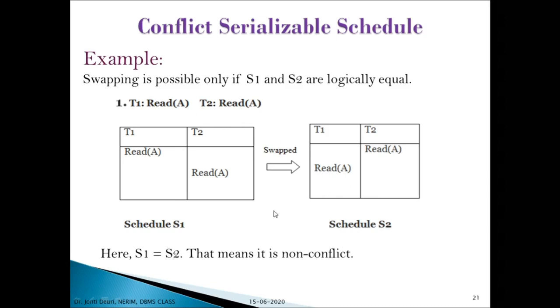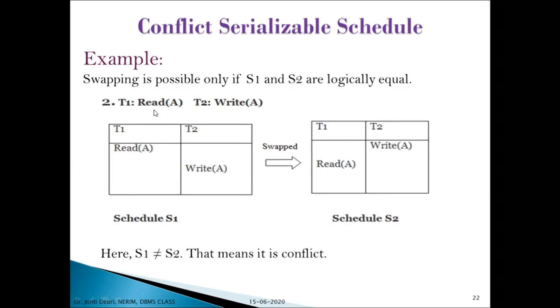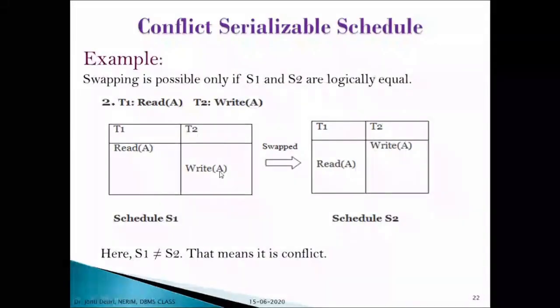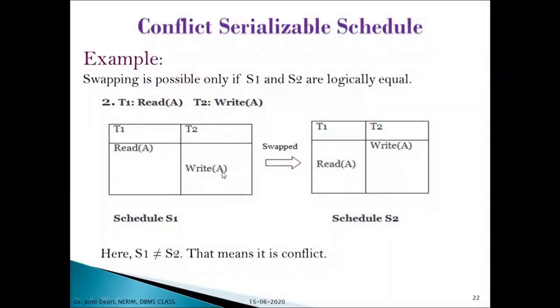But how will a conflict actually occur? Let's take another example. In transaction T1, a read operation is there. We are reading A, but in transaction 2, they are writing A. First, transaction T1 reads the value of A. After that, transaction 2 writes that value A.